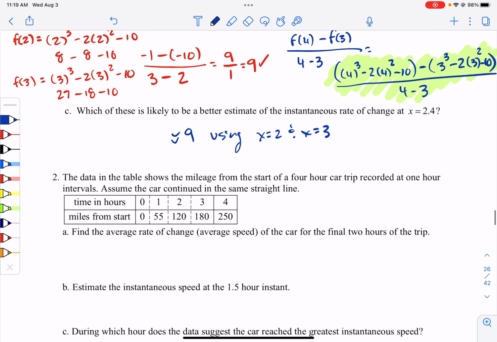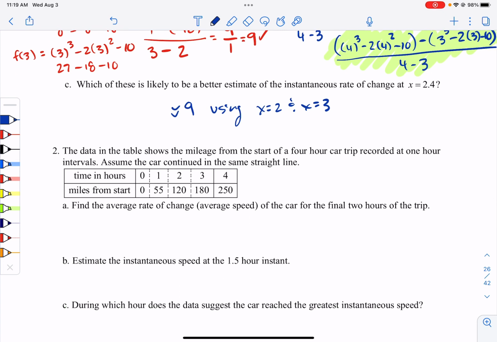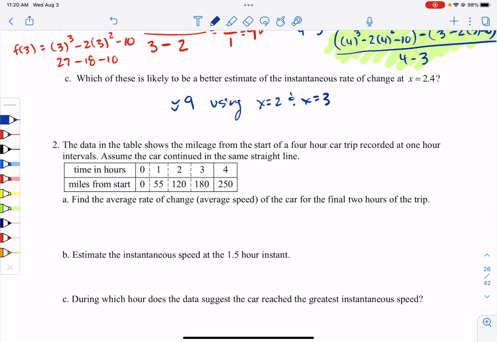Okay. All right, moving on to number 2. Same idea, but it's presented with a table instead of equations, which is nice because now I don't have to plug numbers in to a big f of x. The data in the table shows the mileage from the start of a 4-hour car trip recorded at 1-hour intervals. Assume the car continued in the same straight line. Okay, so on top I have time in hours, and on the bottom I have miles from start. So this is kind of a distance time problem.